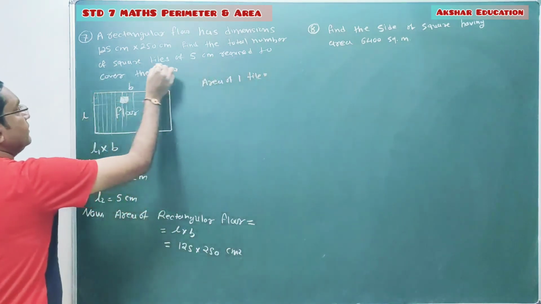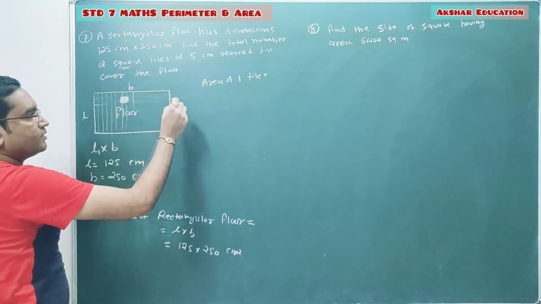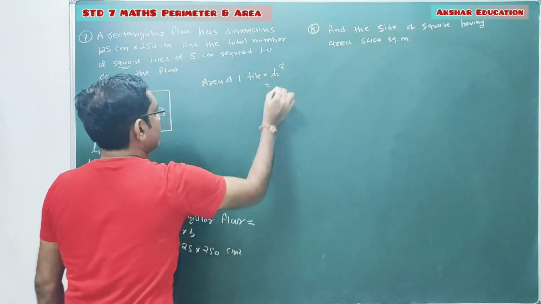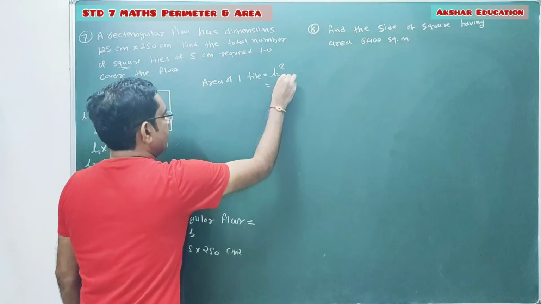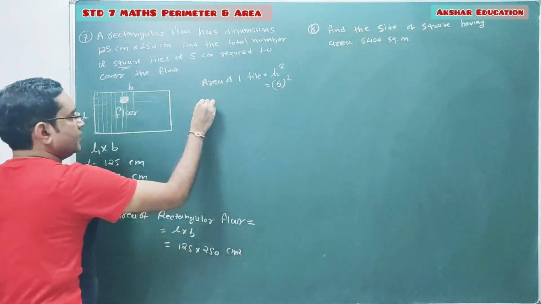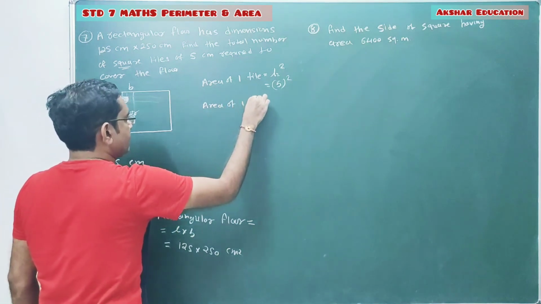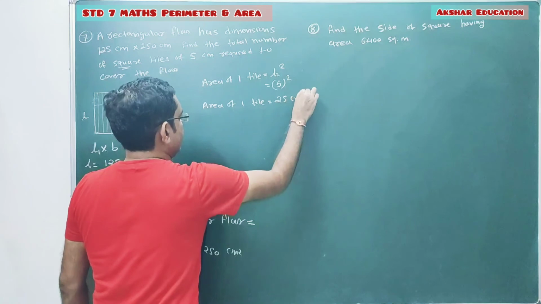Our tile is in the form of a square. So area of tile is nothing but the area of square, which is L2 square, because the length of side of tile is 5 centimeter. L2 is 5, so 5 square. So area of one tile is equal to 25 centimeter square.